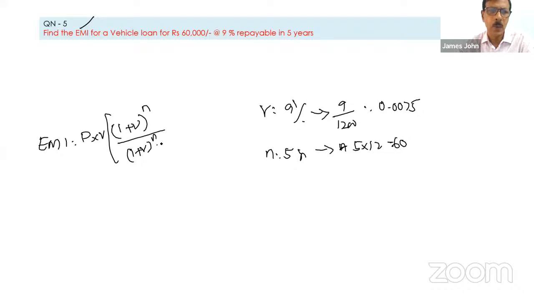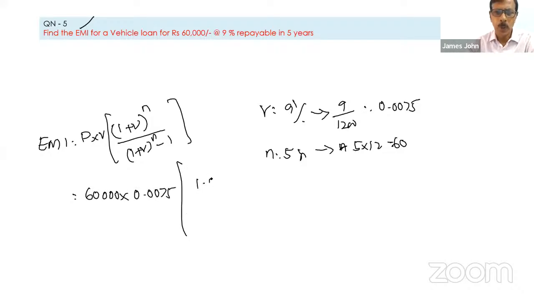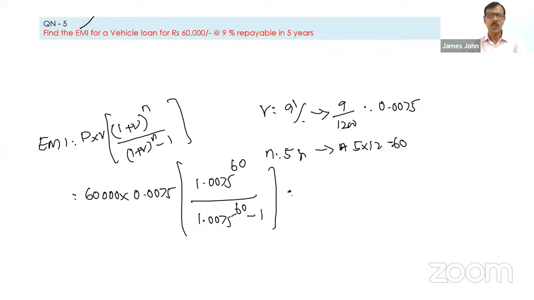So 1 plus R, the whole raised to n, minus 1. This is the formula. What is P? 60,000, into what is R? 0.0075, into 1.0075 raised to 60, divided by 1.0075 raised to 60 minus 1. Simplify it. So only the simplification part.